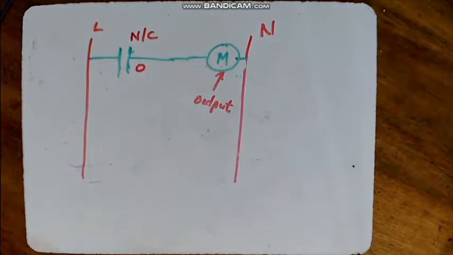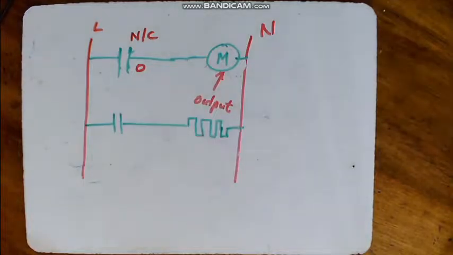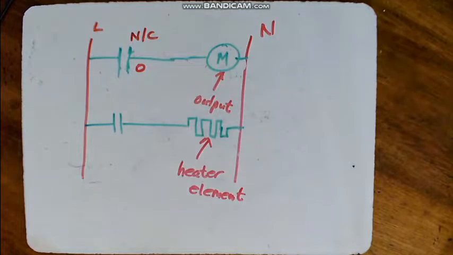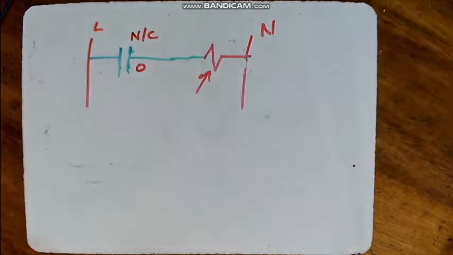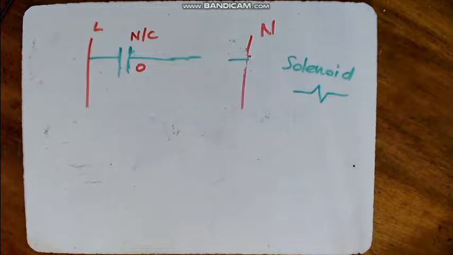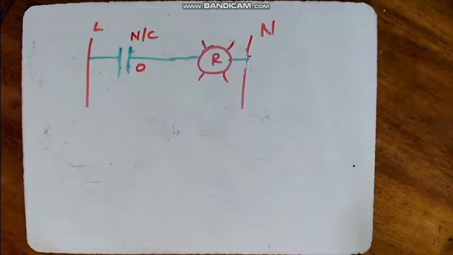Other ladder logic symbols will be M for motor. As you see, this one will be a heater element, and then we also get what we call an indicator lamp. The next one we're going to look at is a siren. A siren can also be called a solenoid. And the next one we're going to look at is a pilot light.